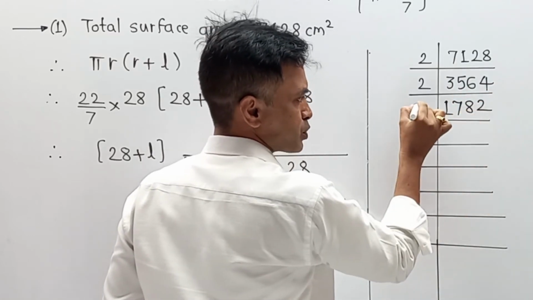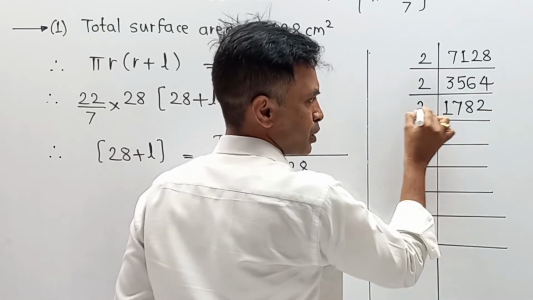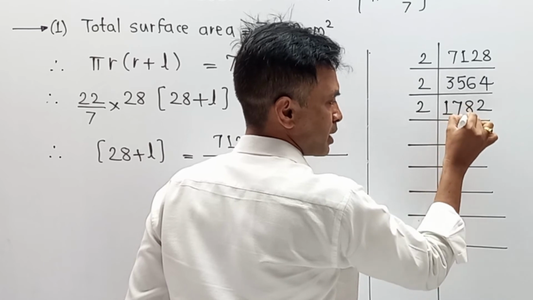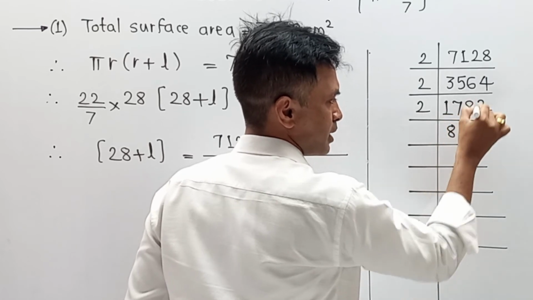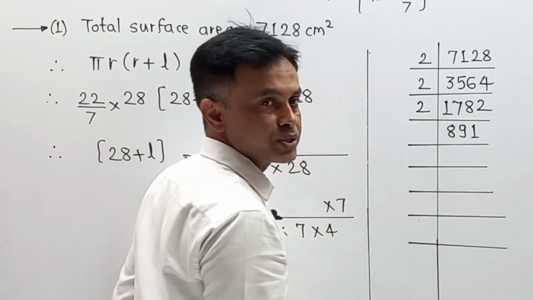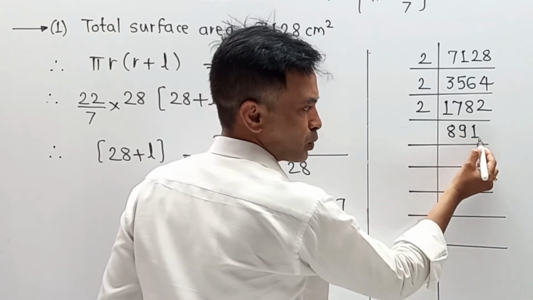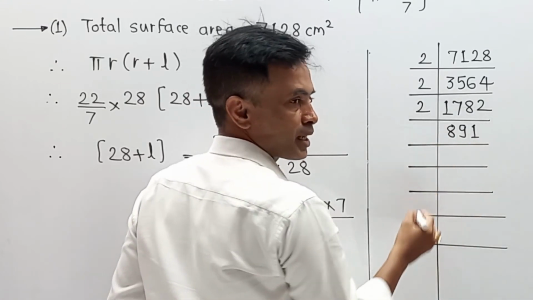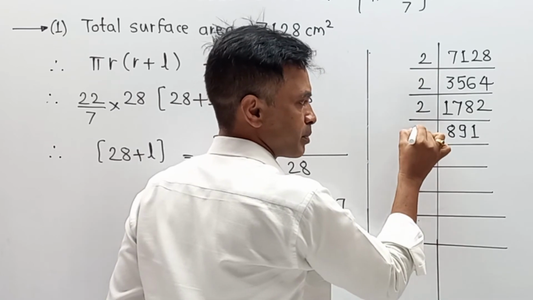Next again last number is 2, so taking division by 2. 2 8s are 16, carry 1. 2 9s are 18, 2 1s are 2. Next again last number is 1, means it is not divisible by 2. But by rule, 1 plus 8 is 9, 9 plus 9 is 18. Their addition is 18. As it is divisible by 3, naturally this number is divisible by 3.